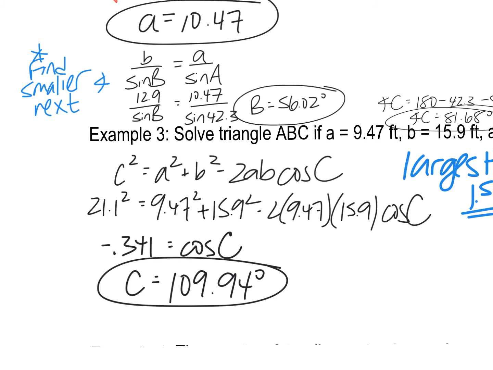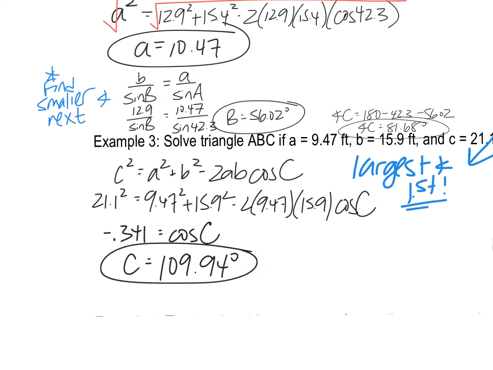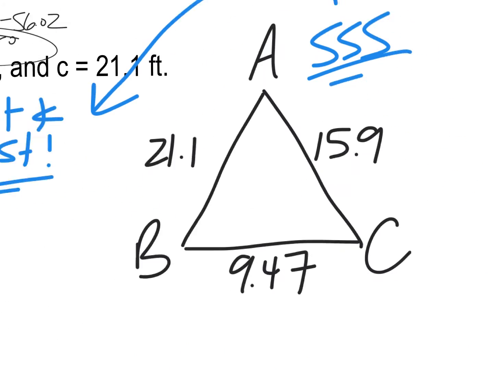But you need to subtract over 9.47 squared, you need to subtract over 15.9 squared, and then you need to divide by whatever negative 2 times 9.47 times 15.49 is. And that gives you cosine of C equals this, and then remember you inverse cos that in order to get our angle of 109.94. What I'm going to do now is zoom out and plug that in for angle C, 109.94.